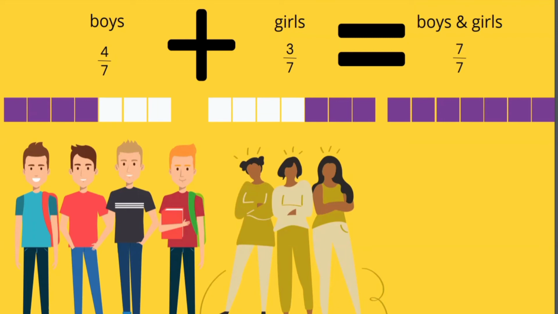Likewise, when we look at the girls bar model, I have shaded 3 parts because 3 out of 7 students represents the girls.